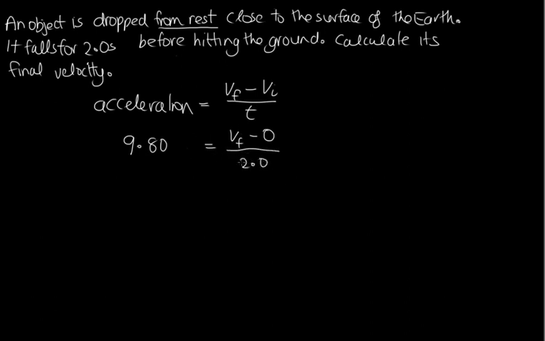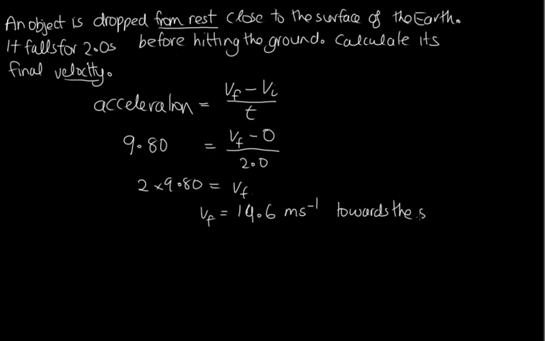So we can multiply both sides by 2. So we've got 2 times 9.80 is equal to the final velocity, and so the final velocity is equal to 19.6 meters per second. And because it's a velocity that it's asked for, we should give a direction. So this is towards the surface of the Earth.